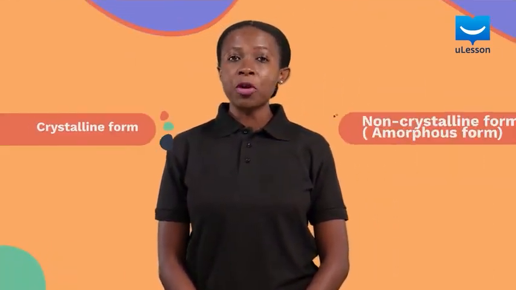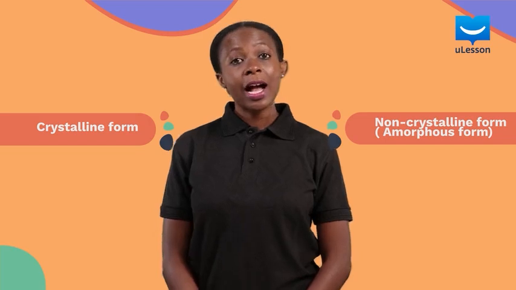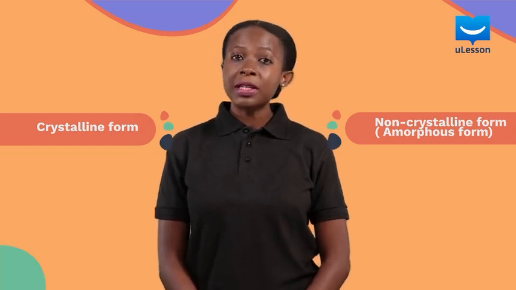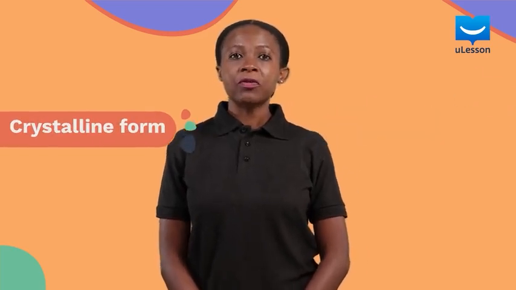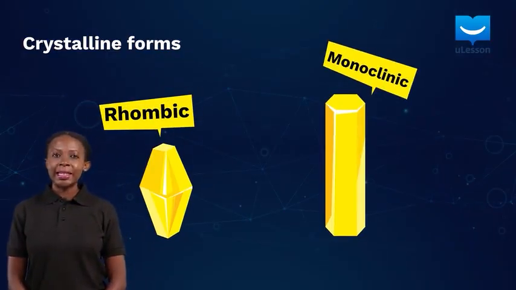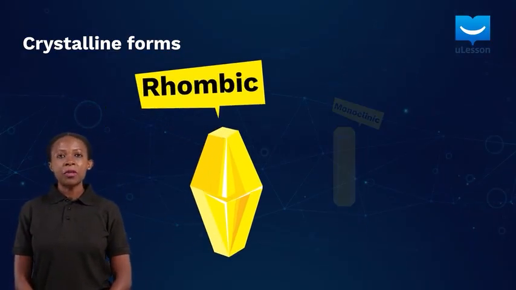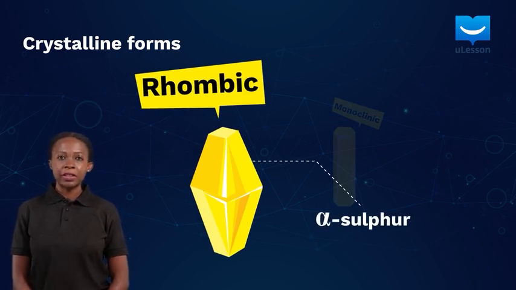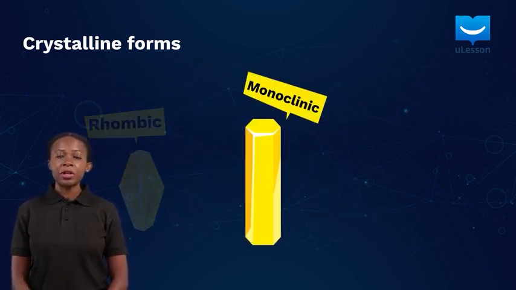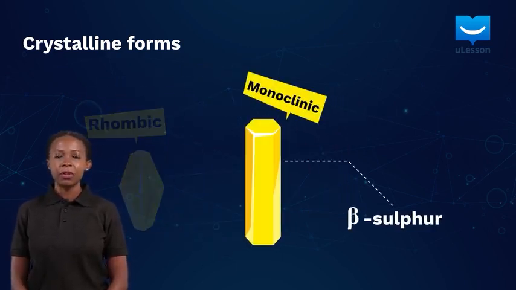Like carbon, sulfur has both crystalline and amorphous allotropic forms. However, we will only focus on the main crystalline allotropic forms of sulfur for now. They are rhombic and monoclinic sulfur. Rhombic sulfur is sometimes denoted as alpha sulfur, while monoclinic sulfur is sometimes denoted as beta sulfur.